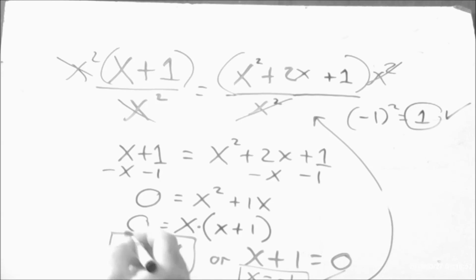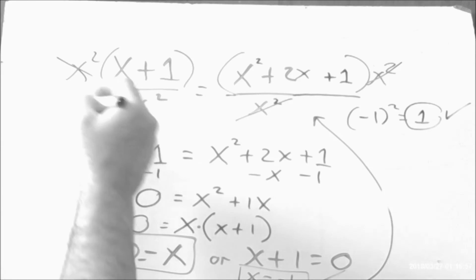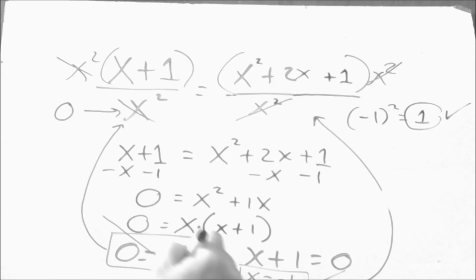But if I plug 0 into the denominator, 0 squared is 0. Since that would give me 0 in the denominator, this one is not allowed to be in the problem. It's called an exclusion.